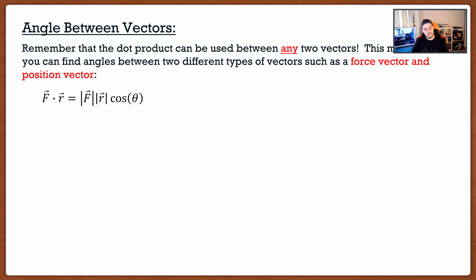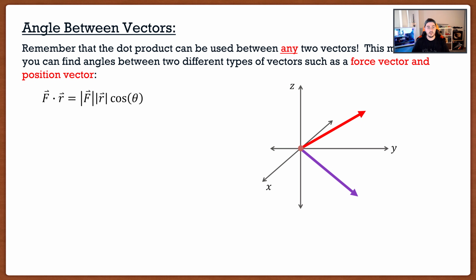Now, let's say I wanted the angle between a force vector and a position vector. Well, all I have to do is use my specific formula that I had before. As we can see, I have a nice cosine theta. I can figure it out. Now, this is where I'm going to really emphasize what I said before, in where it doesn't matter which two vectors you dot together, it'll always work. So let's say in this particular case, the red vector was our force vector, and the purple vector is actually our position vector. I can use the formula on the left to find this angle theta.